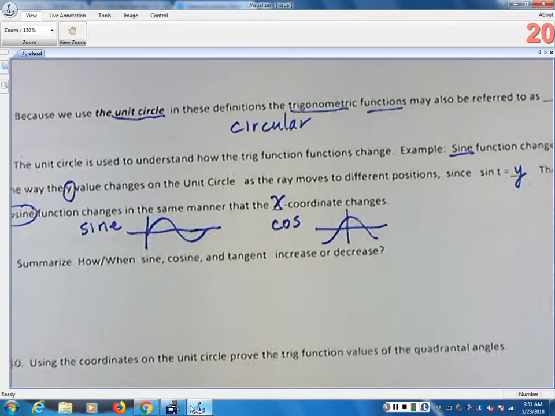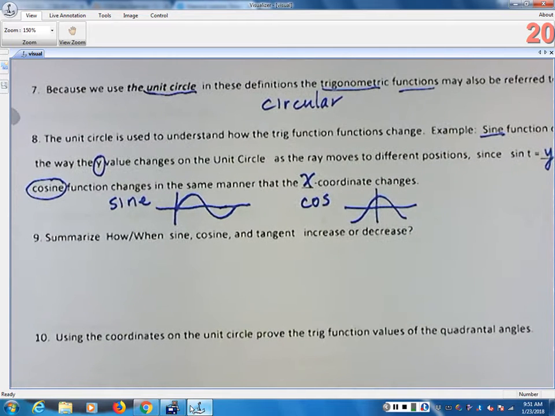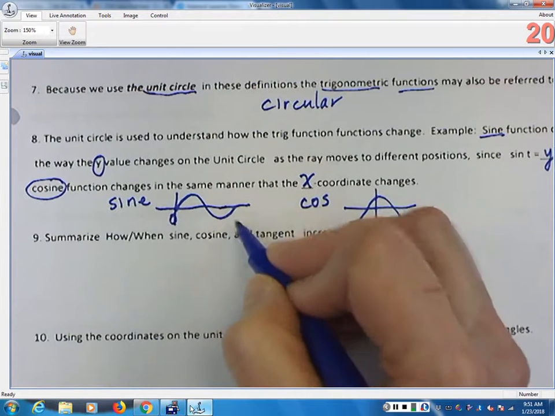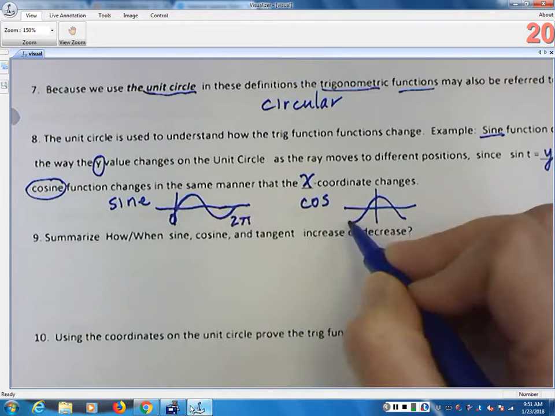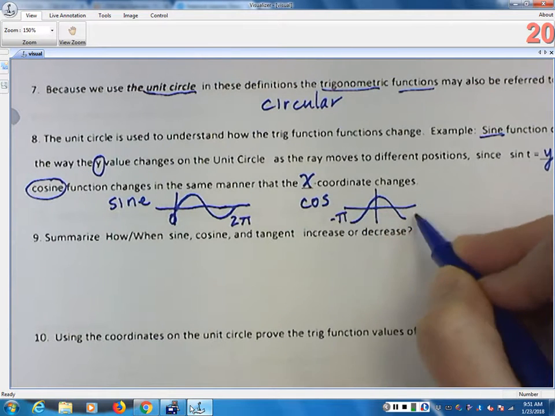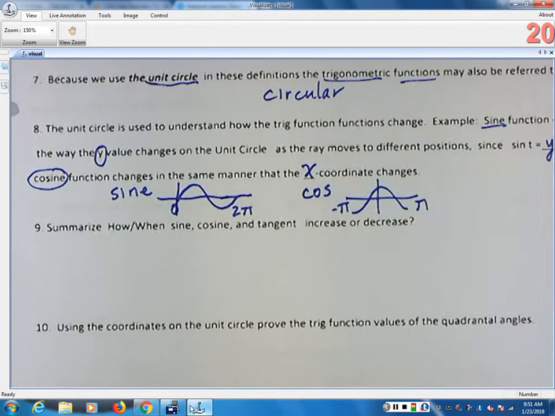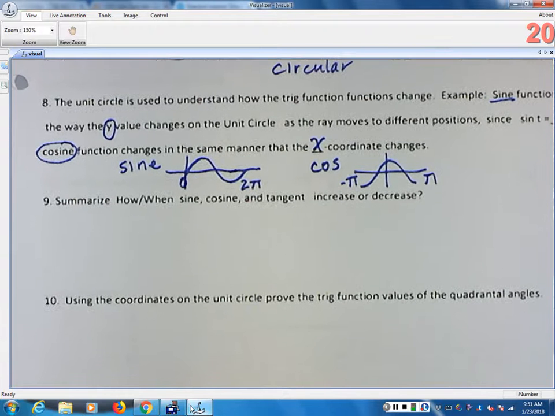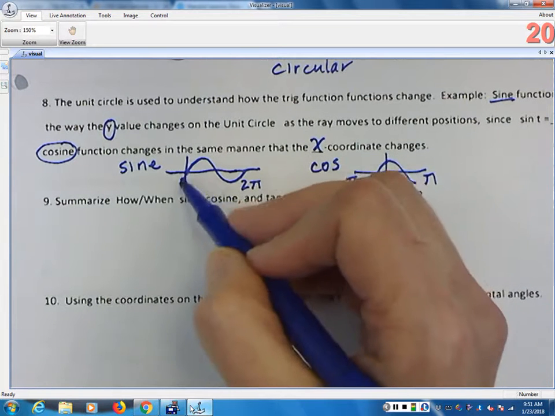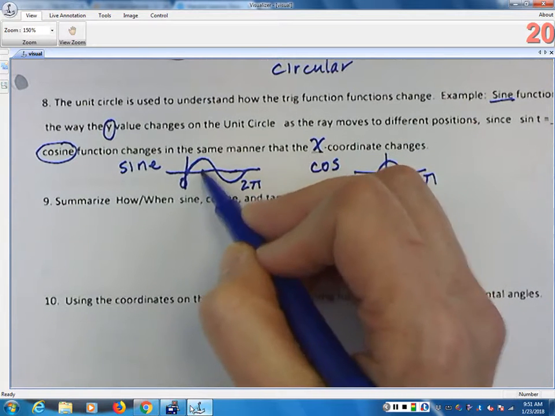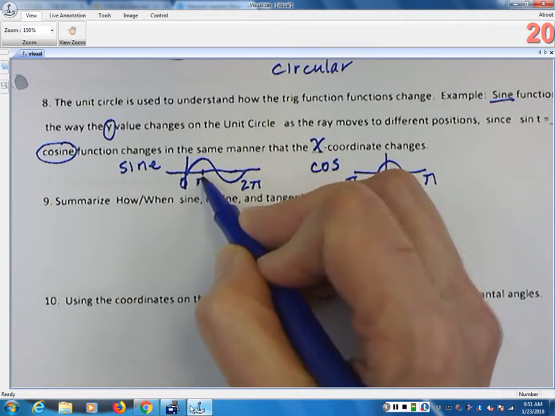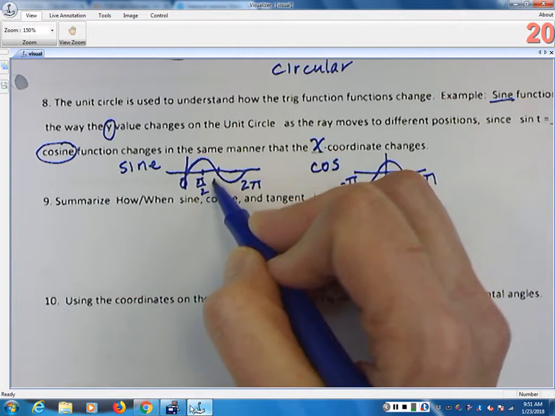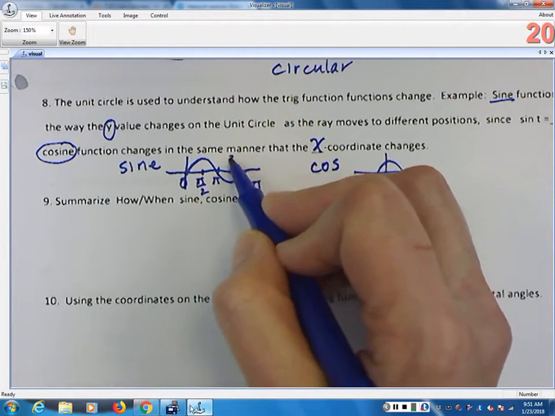That's just one period of it. So if you look at, this is 0 and this is 2 pi. This is minus pi and this is pi. So summarizing when they're increasing and when they're decreasing, an increasing function rises, and then we talk about, this is pi over 2, this is pi, 3 pi over 2.